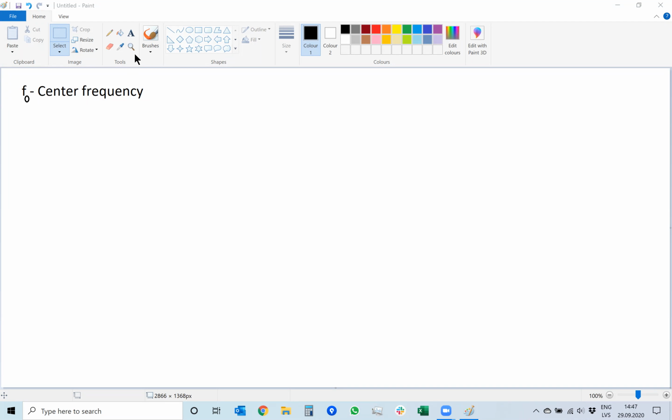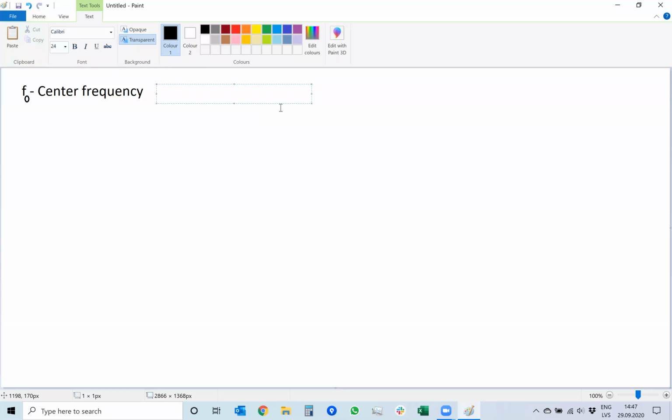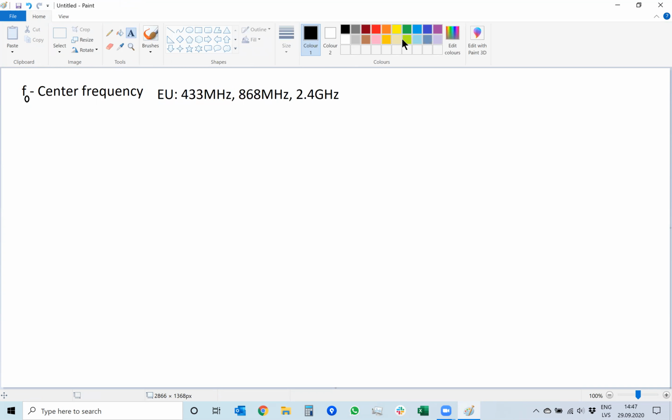Anyway, so center frequencies, I'll just write some examples. So European Union, it is 433, 868, and 2.4 gigahertz. So this is megahertz. Okay.